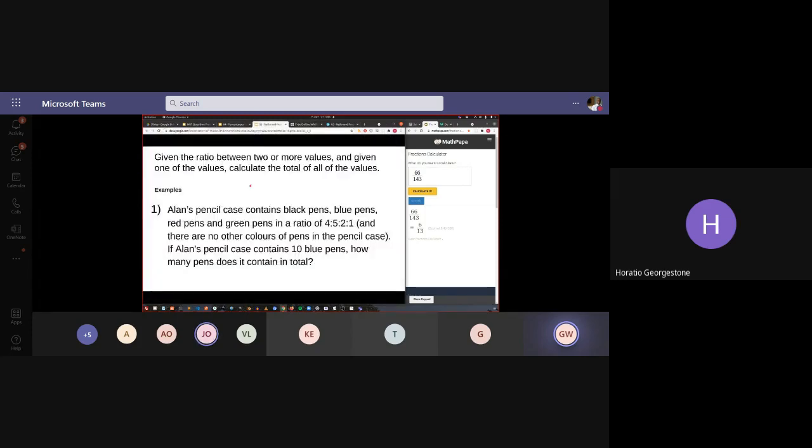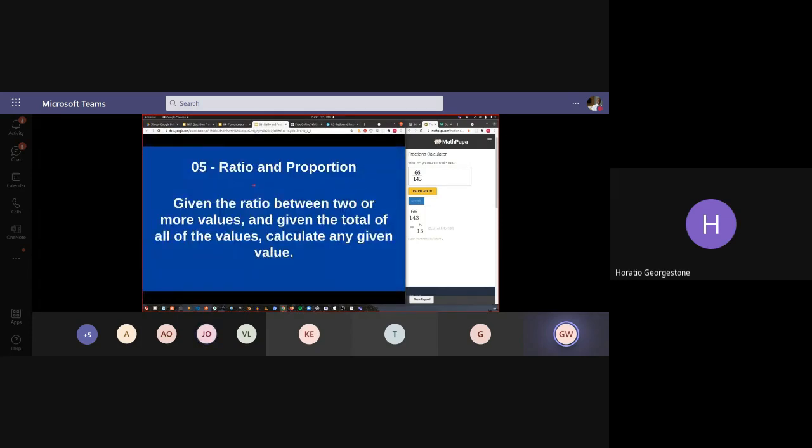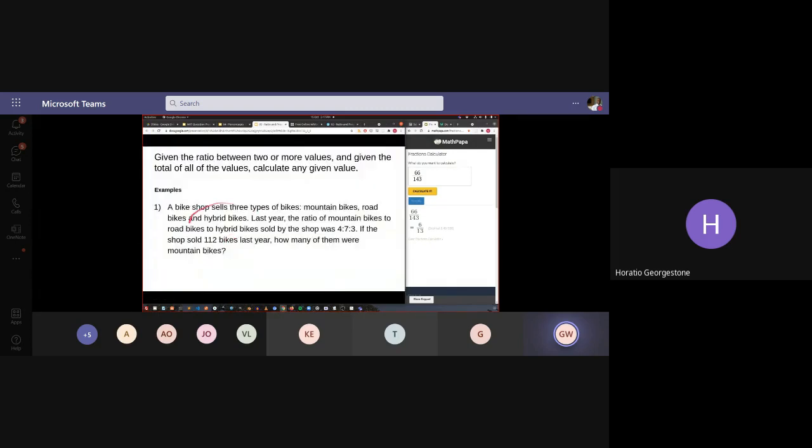Okay. And then, moving on. Given the ratio between 2 or more values and given the total, calculate any given value. So this is like the reverse of what we just did. This is doing the other way around.